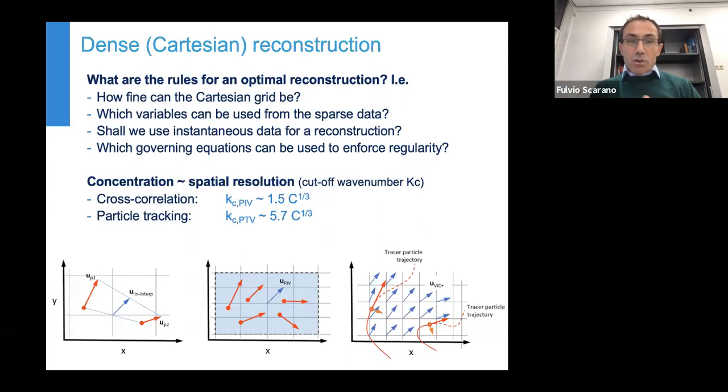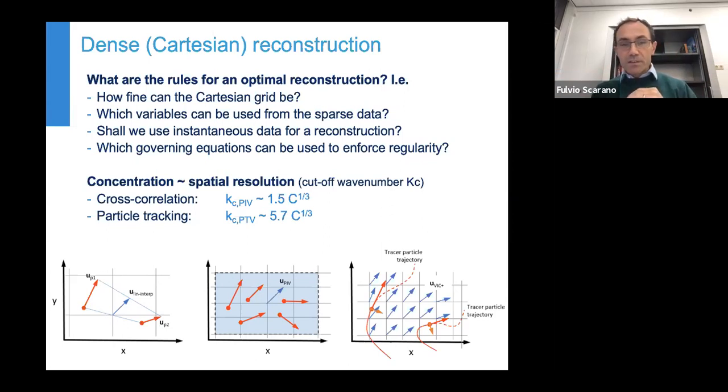And finally, which governing equations can be used to enforce regularity? We have seen the talk of Discetti that is more data-driven, and then other approaches are more, say, enforcing physics laws. So these are two different directions.